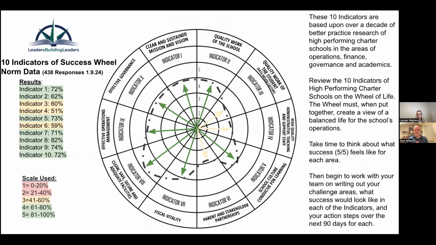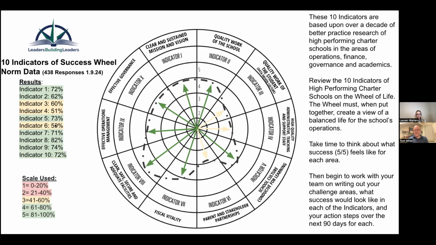And so this particular short recording is an overview of indicator 6. This is the parent and stakeholder partnership. And Lauren, I think you said this is our second lowest percentile overall, right? This is our second lowest score. Yep, we're at 59% for indicator 6.